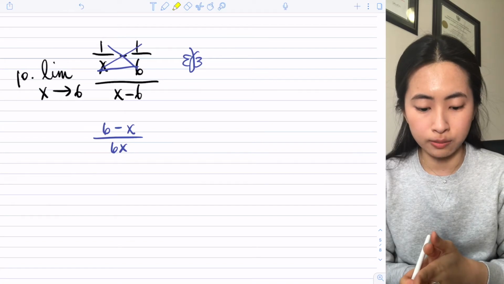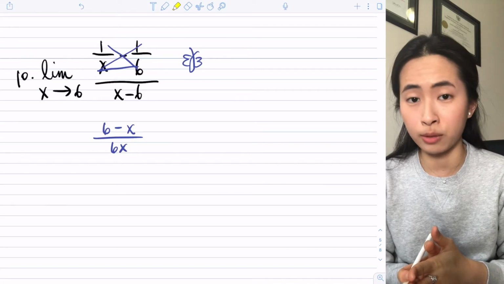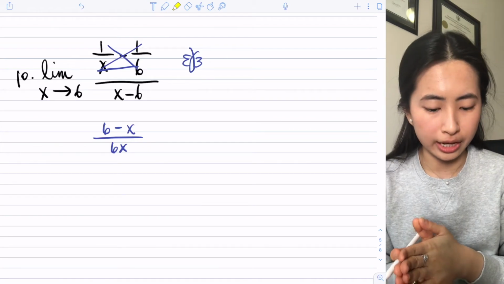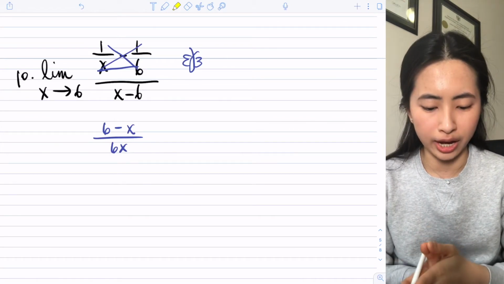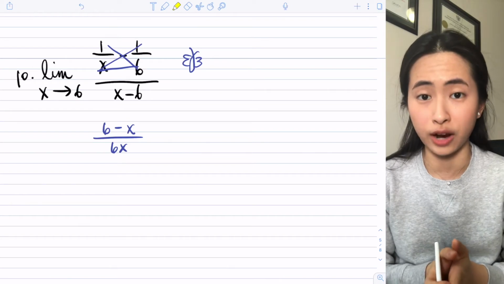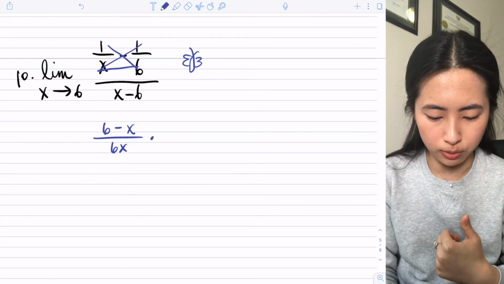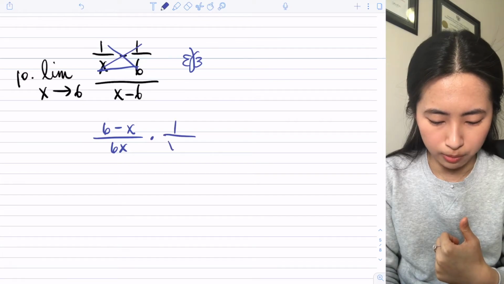However, you are welcome to find the least common denominator. So it's really up to you to use whatever technique works best for you to combine the two terms into a single fraction. Now let's proceed to multiplying this to its reciprocal, which is 1 over x minus 6.